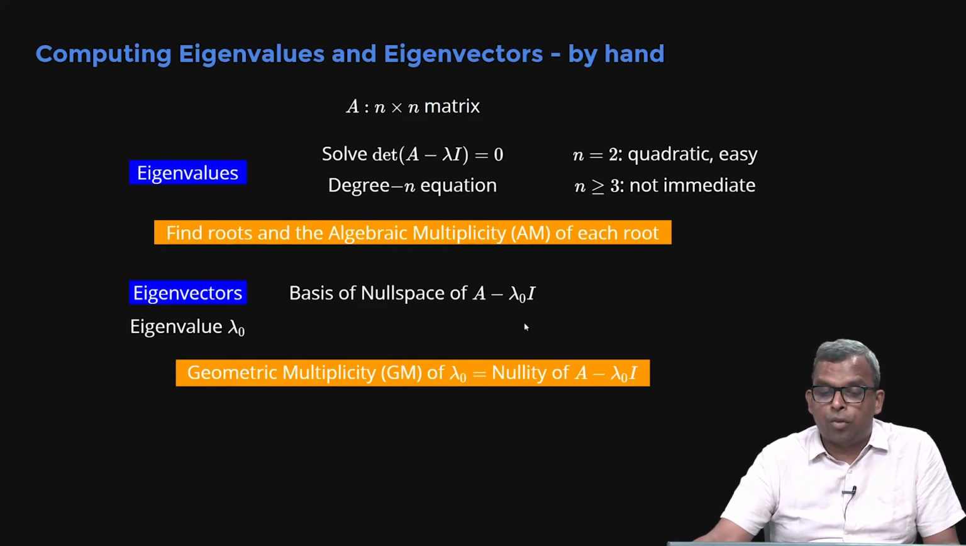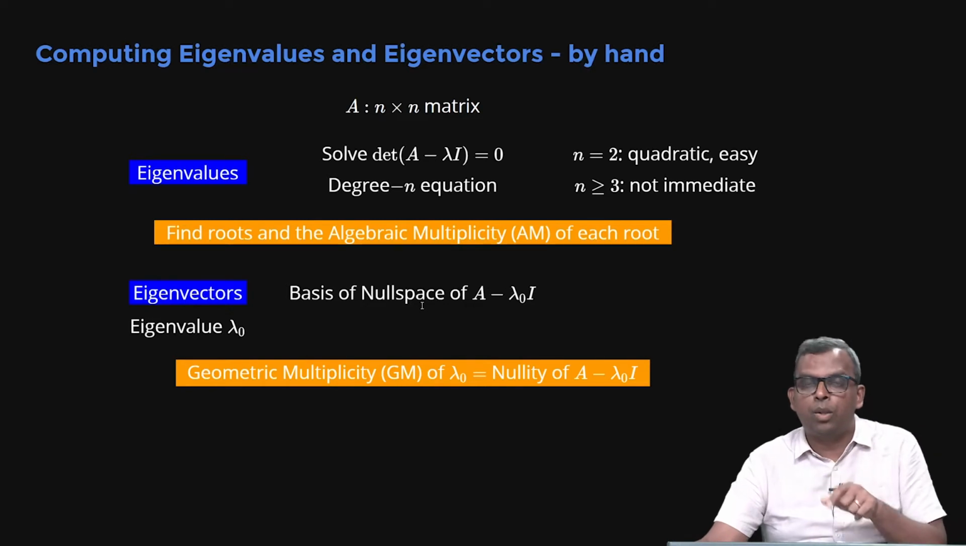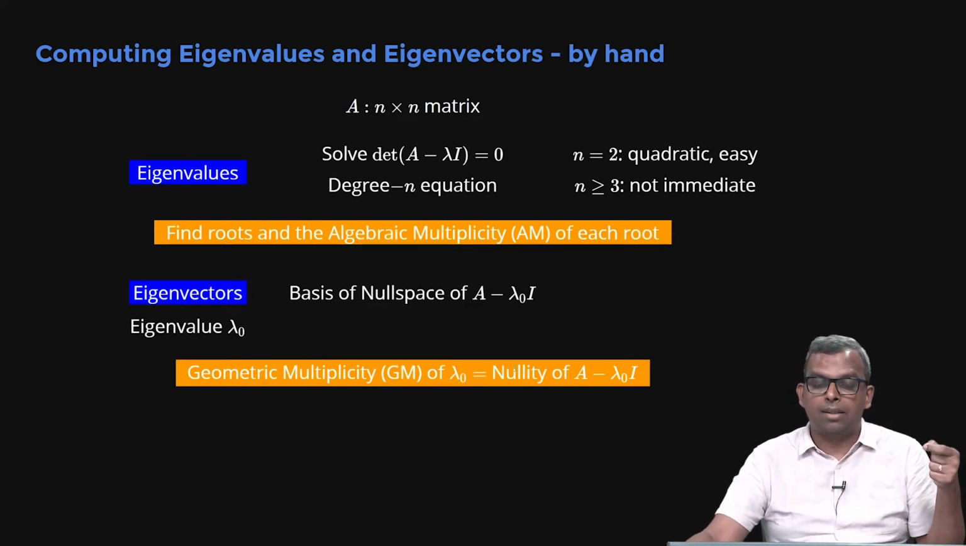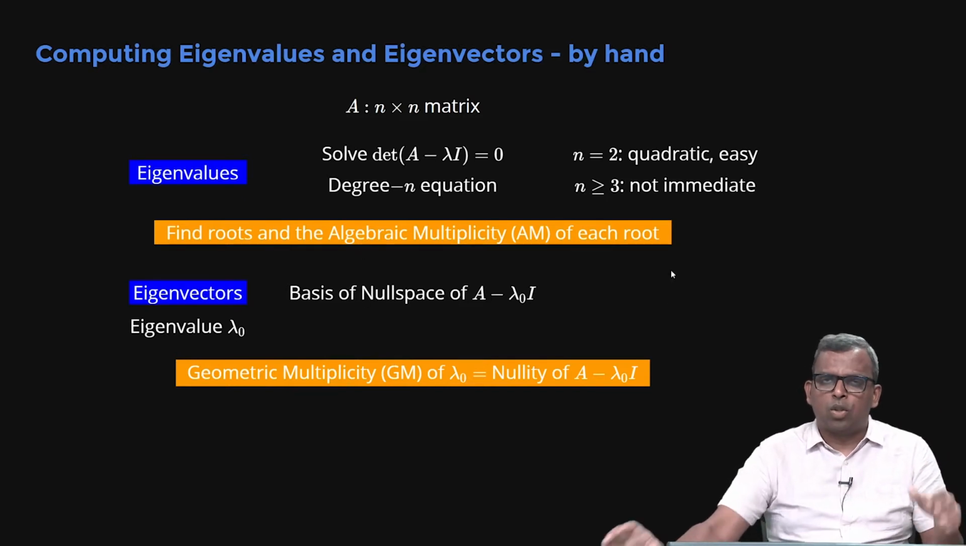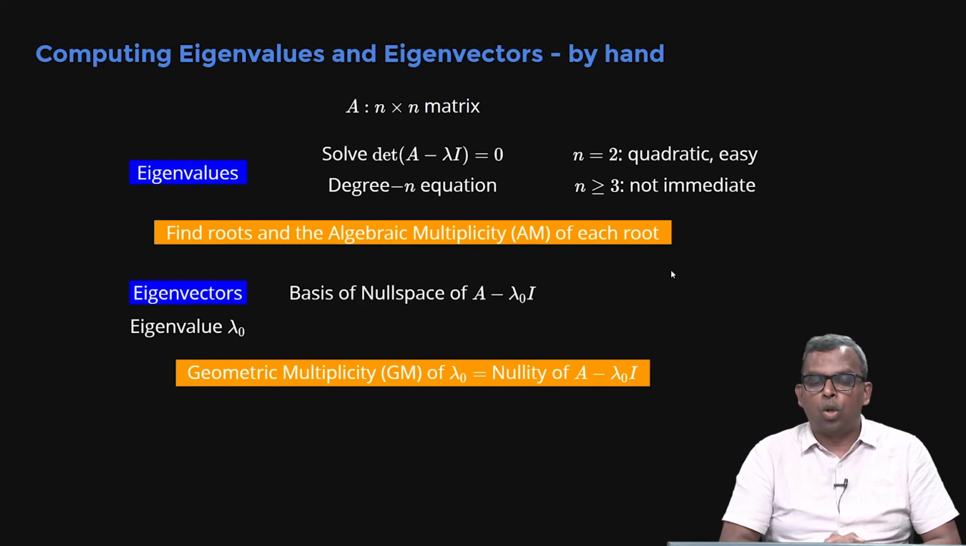So you find the rank of A minus lambda naught I, you do n minus that, you get the dimension of the null space, that is the nullity, and that's the geometric multiplicity. Okay, so basically the number of linearly independent eigenvectors that you can find for lambda naught is the geometric multiplicity. So this is sort of the recipe, the textbook method that you want to do by hand.